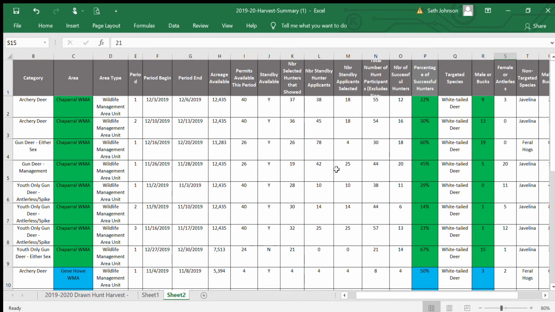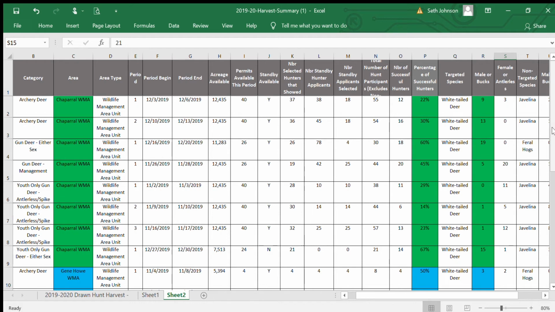What I've done here is highlighted each particular area with a certain color. And so you have area, percentage of success, and then I highlighted the bucks because we want to see the buck numbers. It is what it is. Let's just be honest. You can look at the doe or antlerless numbers right in the next column.